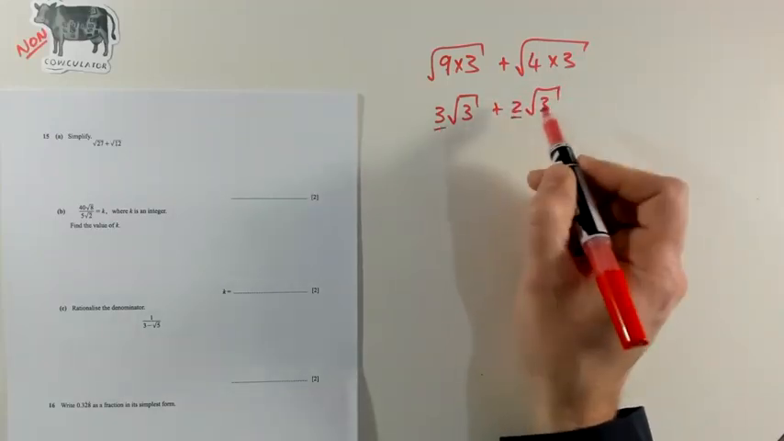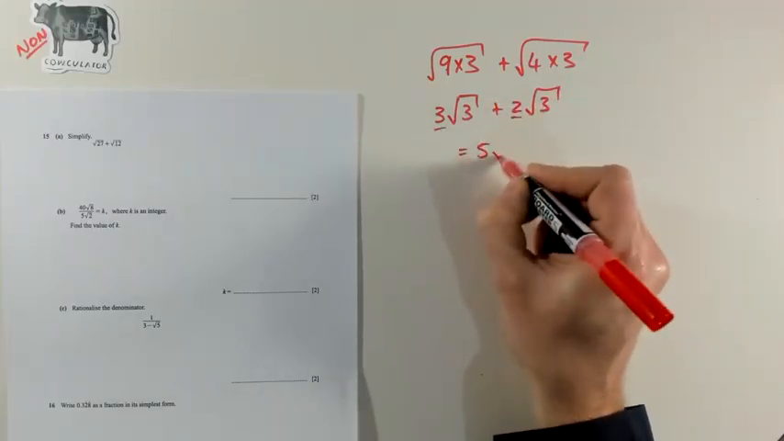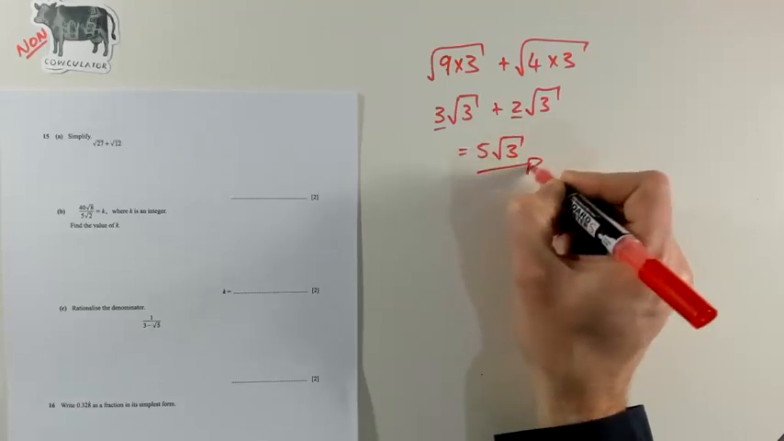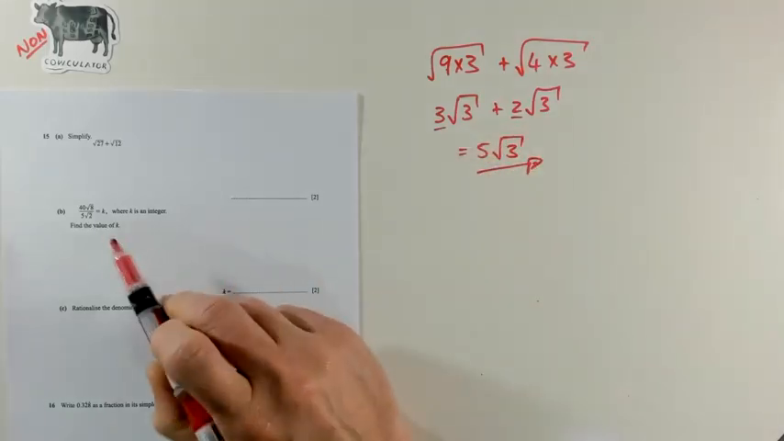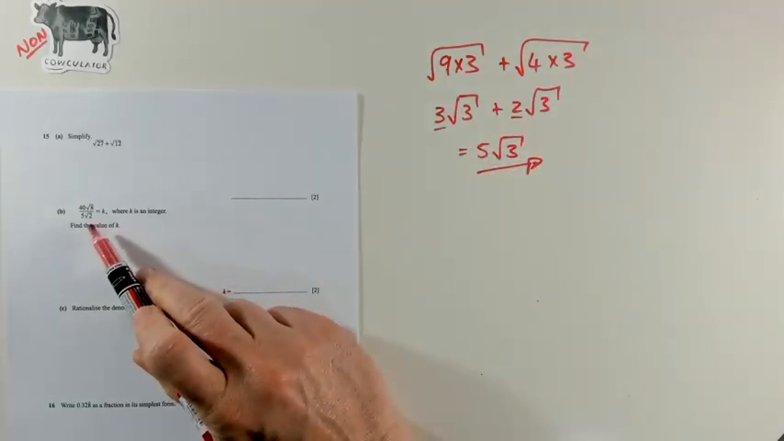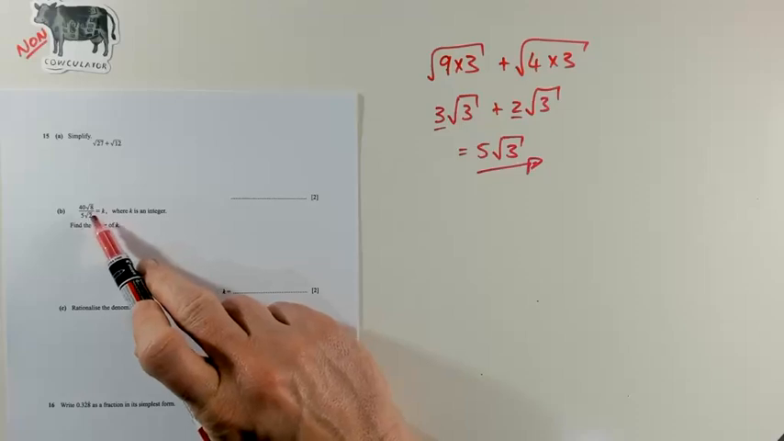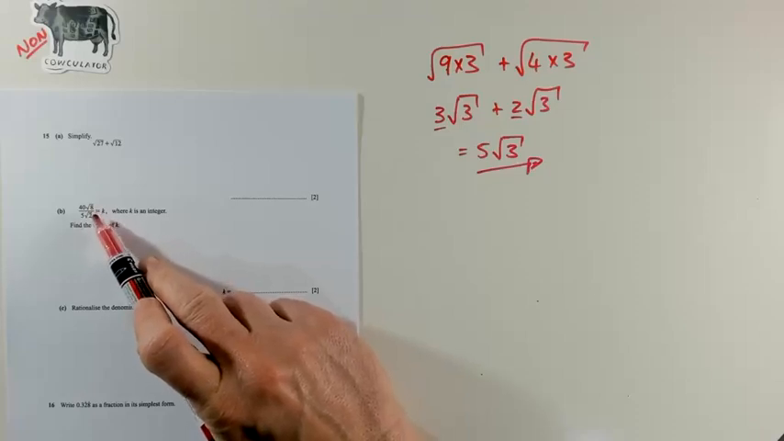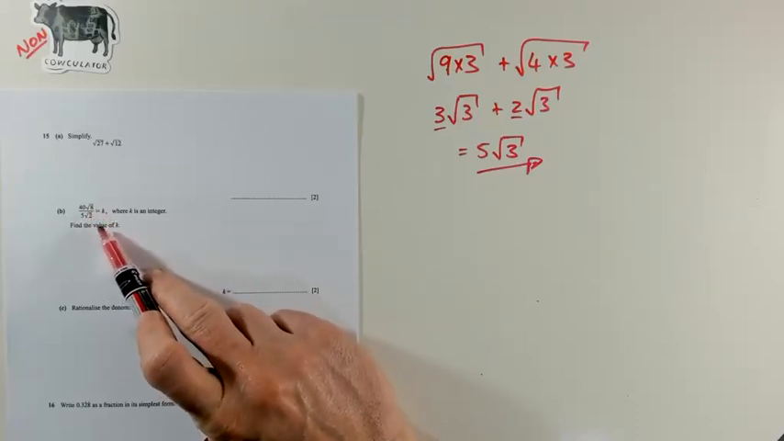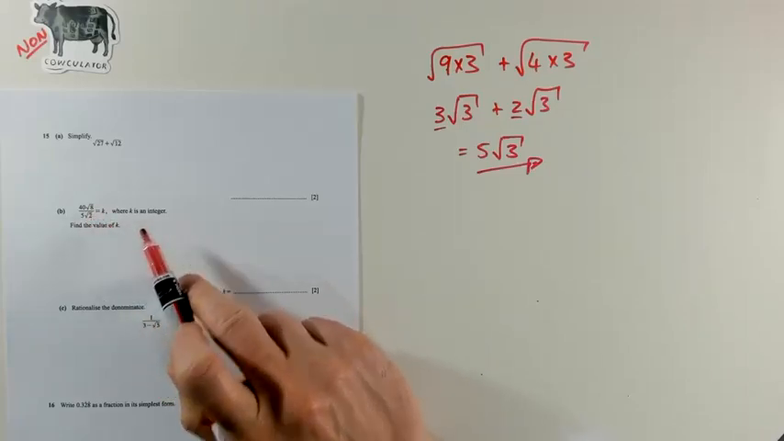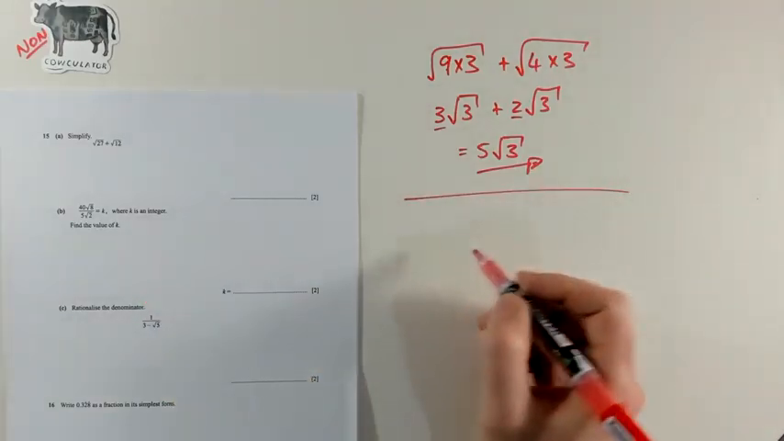And now I have 3 plus 2, basically just 5, the square root of 3. And that's my final answer. Also a little bit of a different one here. We have 40 times the square root of 8 over 5 square root of 2 is equal to k, where k is an integer. So now we're going to have to find that integer.